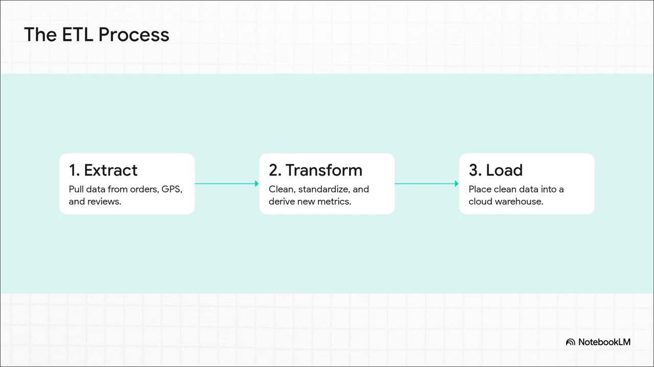For our company, Hungry Now, extract is about grabbing data from all its sources: the customer's app, the driver's GPS, the review system. Transform is where the real work happens. It's the cleaning and organizing part. And load? That's the final step, where you place all this nice, prepared data into a central spot, like a data warehouse, so it's ready to be used.